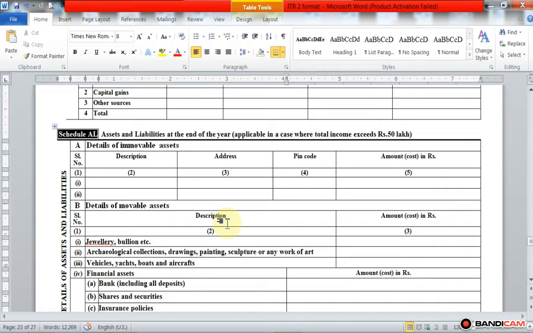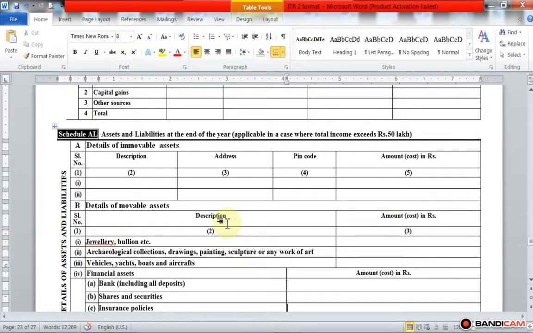Schedule AL, assets and liabilities at the end of the year, applicable in case where total income exceeds rupees 50 lakh. So this schedule is applicable if the total income of the SSC is more than 50 lakh. Then he will have to furnish the information relating to the assets and liabilities at the end of the financial year.